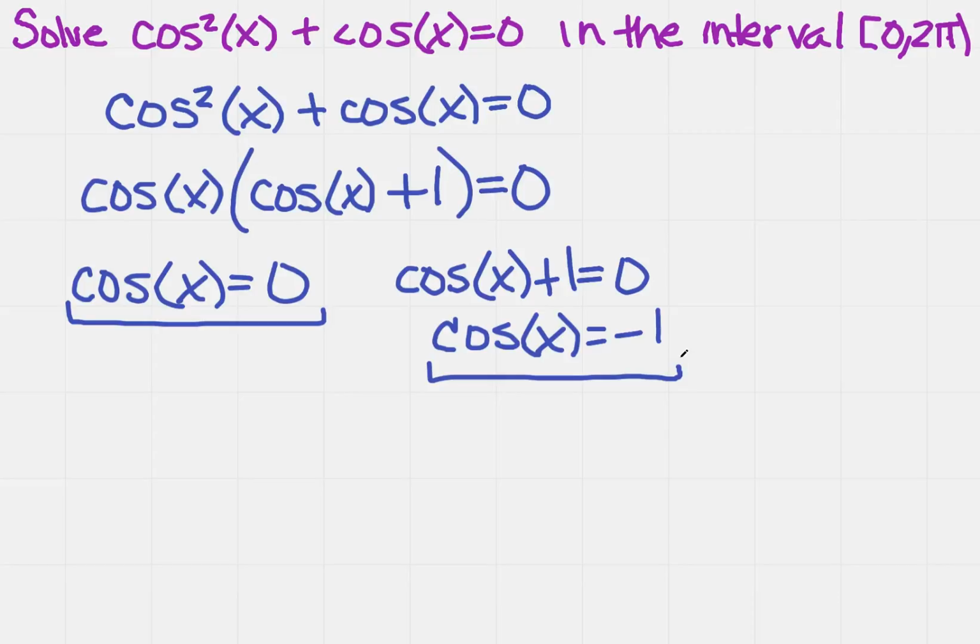So what are my values where cosine equals 0 or cosine equals -1 between 0 and 2 pi? Well, I have pi over 2 or 3 pi over 2 over here on the left, sorry, and I have just pi on the right. Don't forget that you probably need to write it in either set notation or at least squish everything together so that whoever's grading knows exactly what you got.